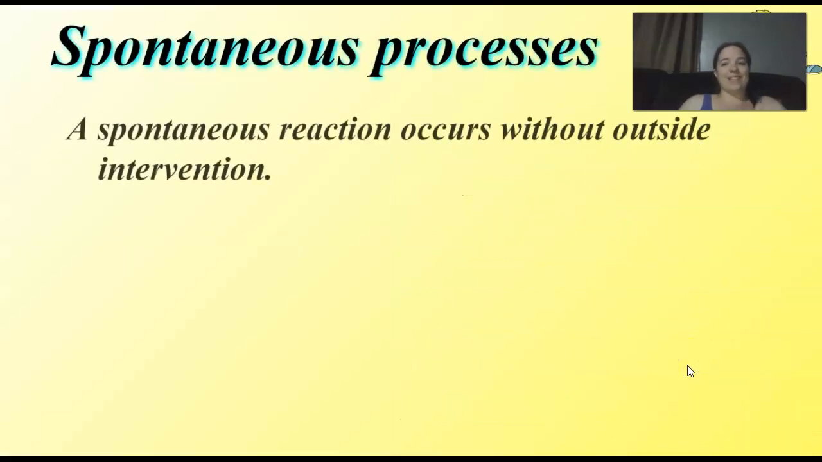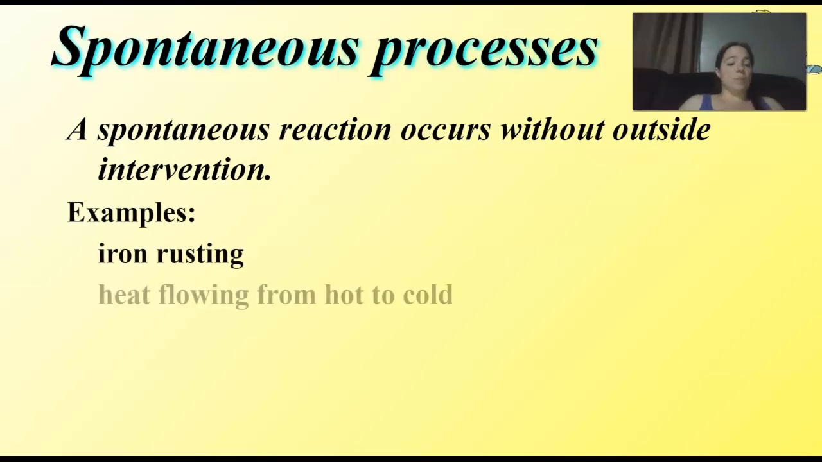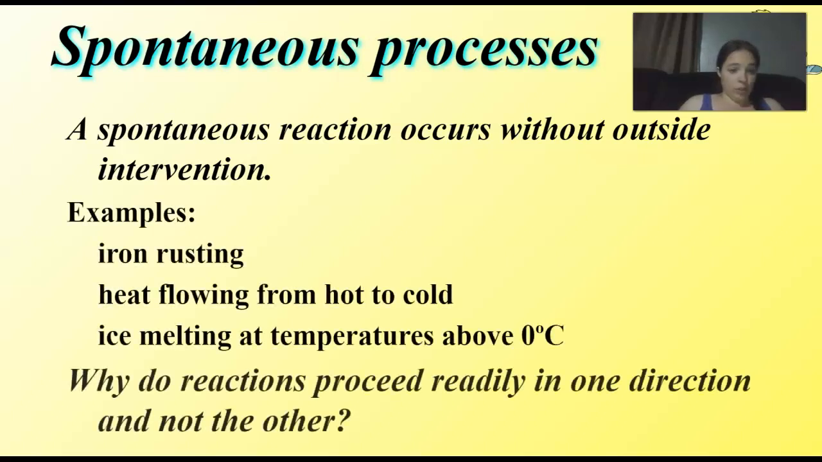Okay, spontaneous processes. Spontaneous reactions occur without outside intervention. Examples: iron rusting. Iron will rust when presented with oxygen. Heat flowing from hot to cold. You put your hand on a cold surface, the heat is going to go from your body to that cold surface to try to melt that surface. Ice melting, you put ice inside of a liquid beverage to cool your beverage down because the ice melts, heat going from your warm glass into the ice, melting it down.